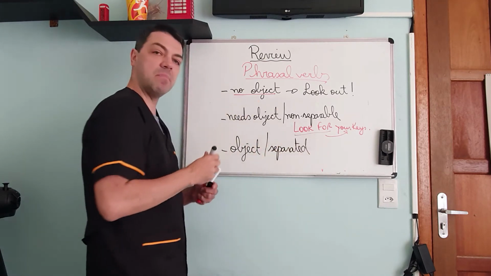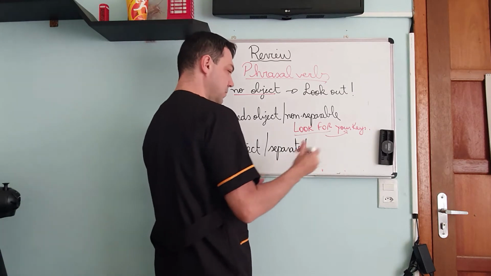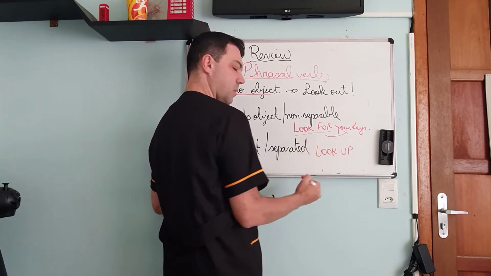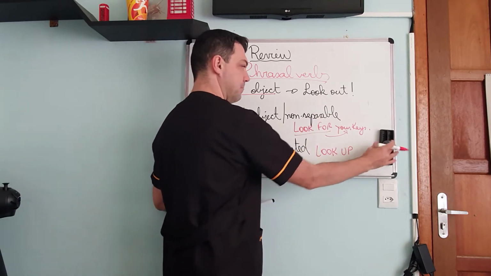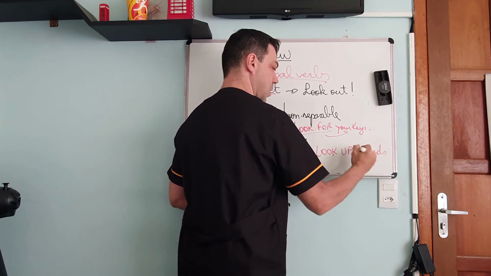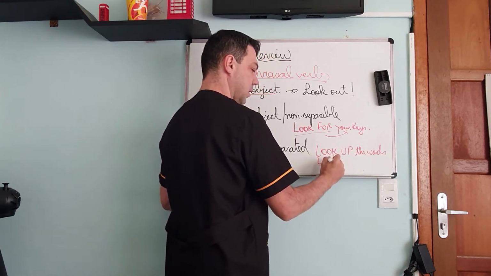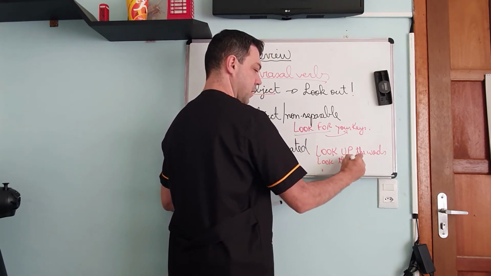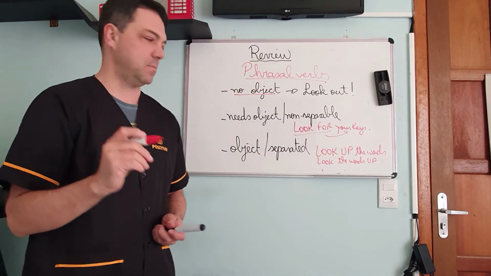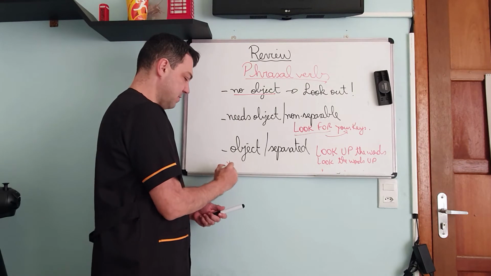And the third kind of phrasal verb is the one that needs an object, but can be separated. Okay? It can be separated. For example, look up. You can look up the words, or you can look the words up. Both are possible.